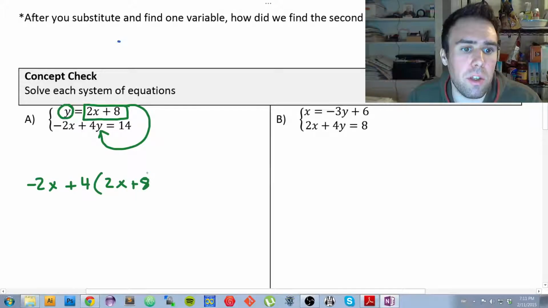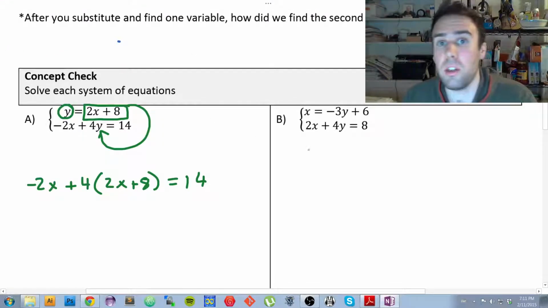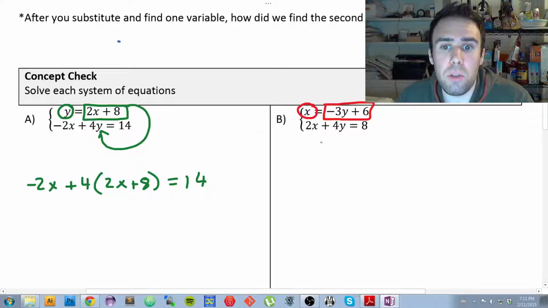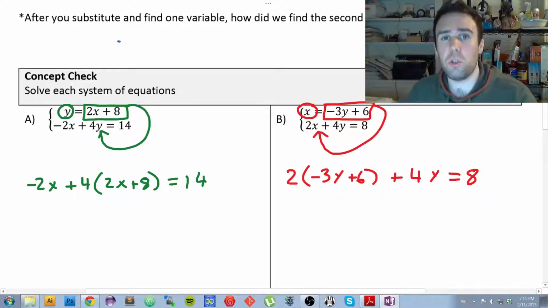Again, using parentheses because we have more than one number there. However, if we look at our second system over to the right, this is now telling me to substitute for x. So I'm going to take this part of the equation and substitute it in for x. So now instead of 2x, I write 2 times negative 3y plus 6, and I continue with the rest of it. So the only real difference between these two questions is going to be which letter we're solving for first.